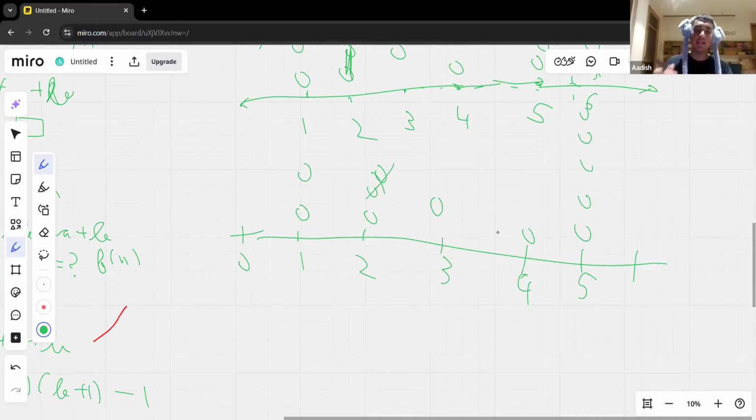Is it possible that I do some sequence of moves and I end up back where I started?